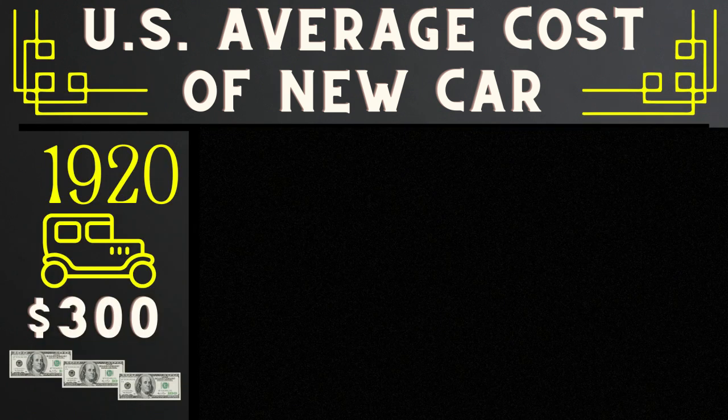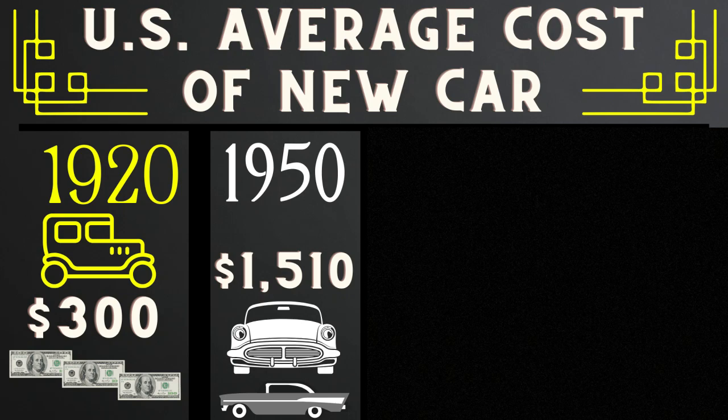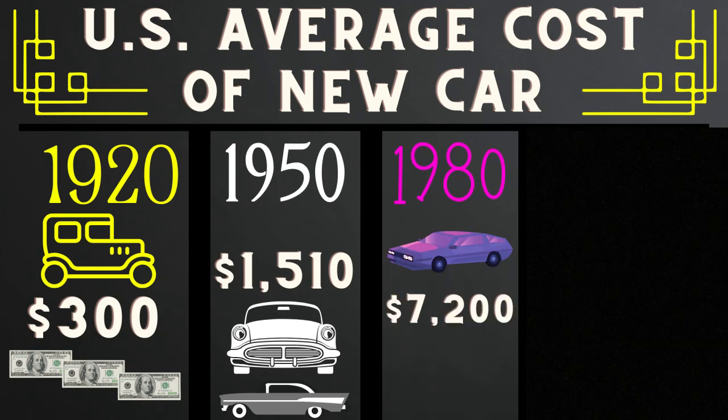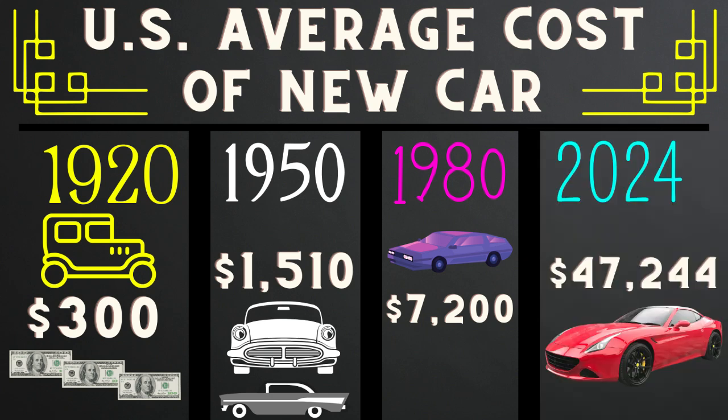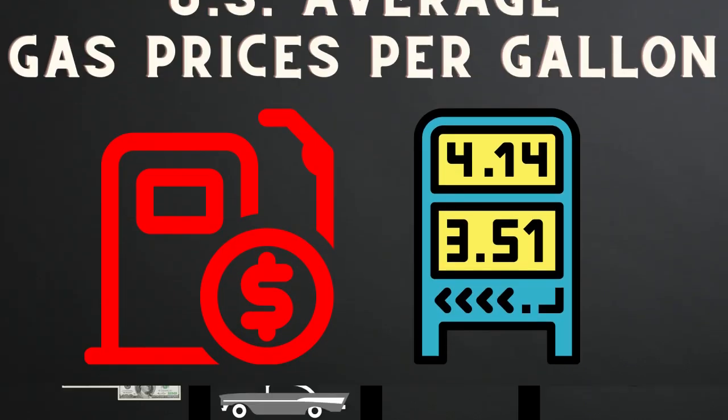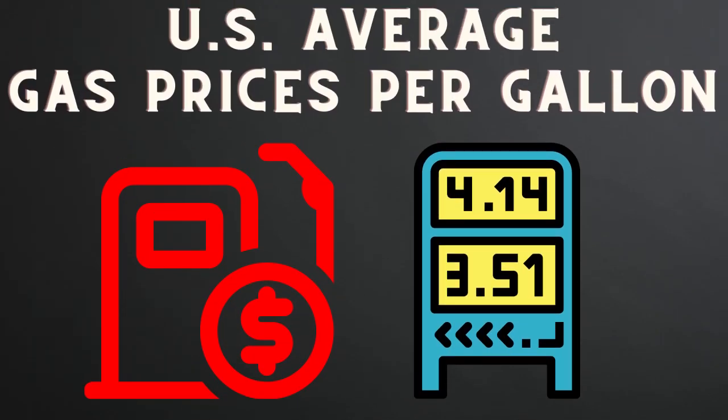Now, let's take a look at what the average cost of a new car was in the U.S. In 1920, it was $300. In 1950, it was $1,510. In 1980, it was $7,200, and now, in 2024, it is $47,244.